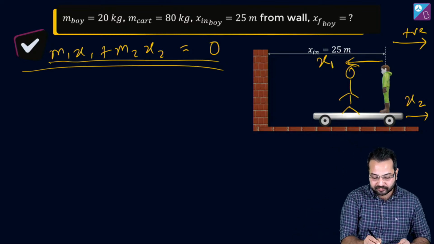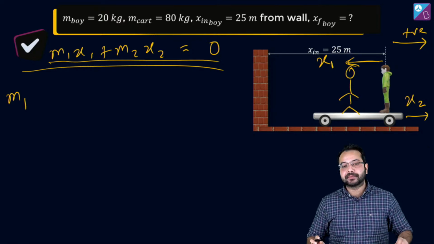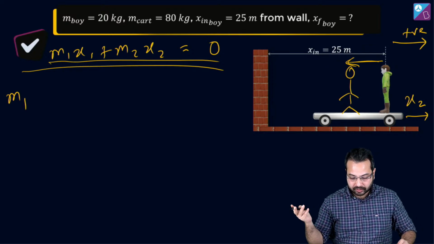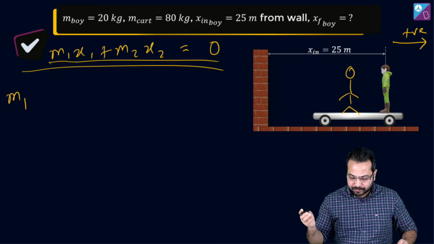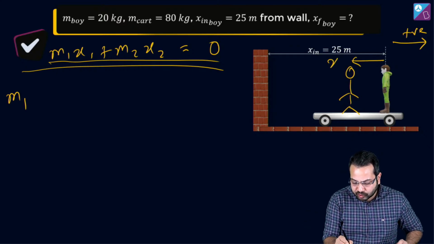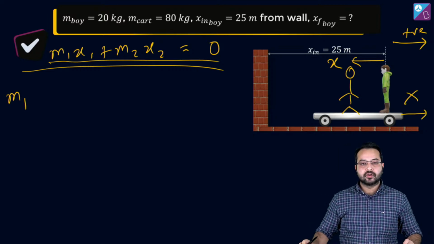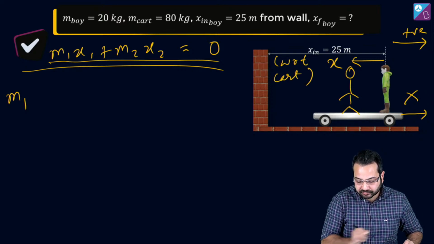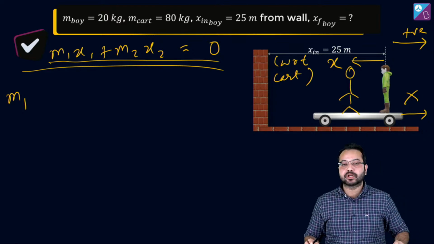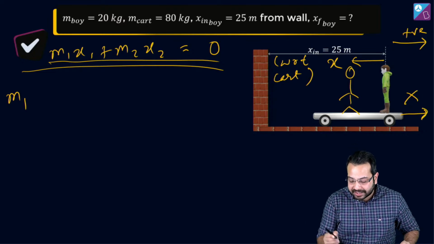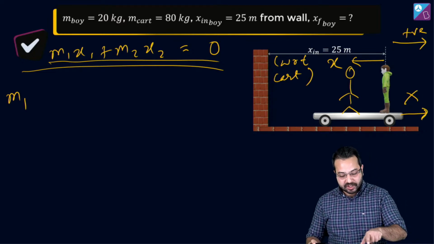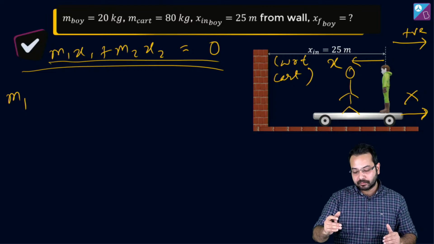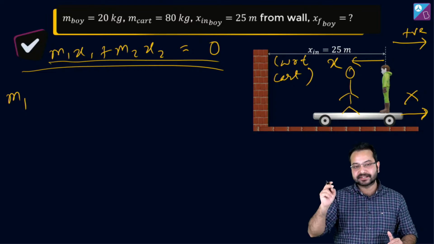Okay, now let's substitute. m1 into, now you tell me what should I write? Okay, so x1, hang on. Okay, so I'm going to make it a little simpler to understand. So I'm going to use small x and I'm going to use capital X. This small x is with respect to the cart. Okay, so I'm writing small x with respect to the cart, and then capital X is the displacement of the cart with respect to the ground. Okay, now I'm writing the displacement of the boy from the ground frame. Can you tell me what will be the displacement of the boy from the ground frame in terms of small x and capital X? Can you tell me?